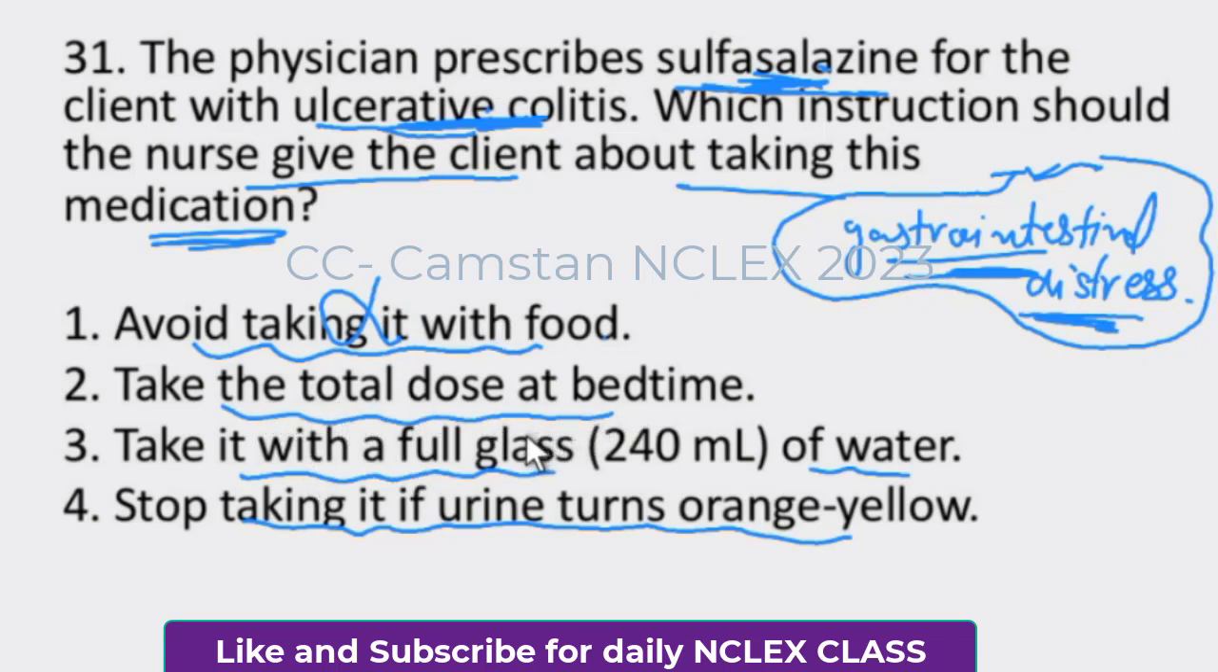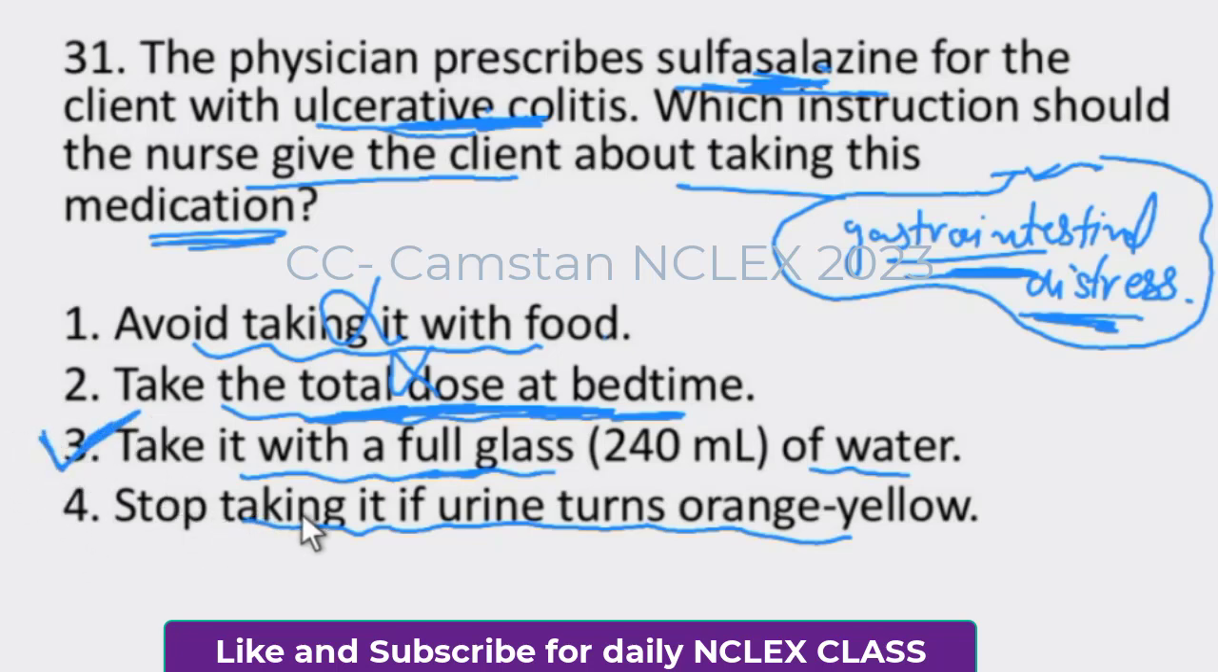Well, the doses are taken in equally divided doses, right? We cannot take the whole dose at one time. So this is also a wrong option. Third is take it with a full glass of water. Now this option is correct so far because adequate fluid intake of at least 8 glasses a day is required to prevent crystalluria and stone formation. So third option is correct so far.